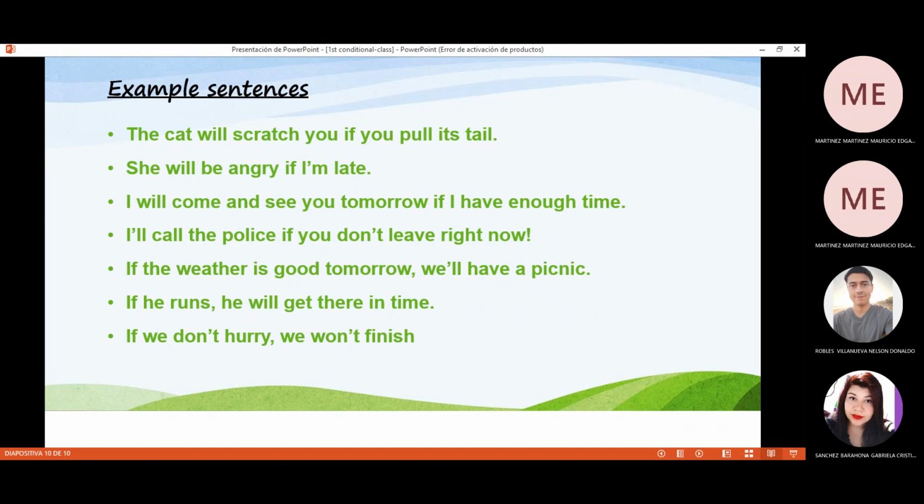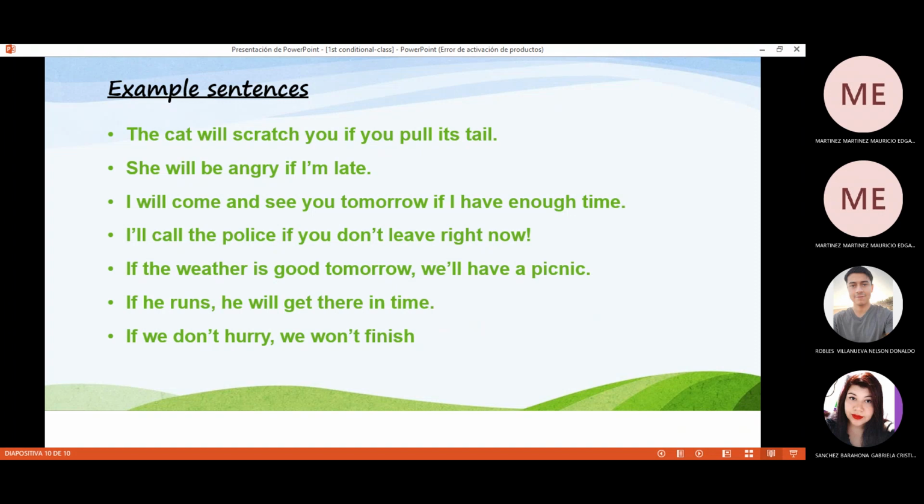And also we have some example sentences that say, the cat will scratch you if you pull its tail. She will be angry if I am late. And the third says, I will come and see you tomorrow if I have enough time. And then, I'll call the police if you don't leave right now.